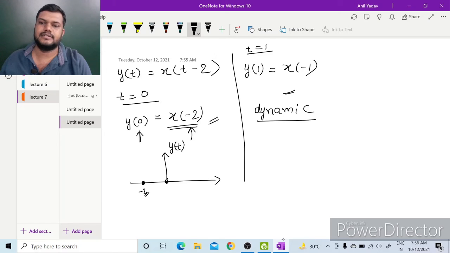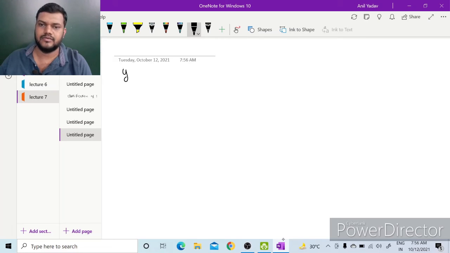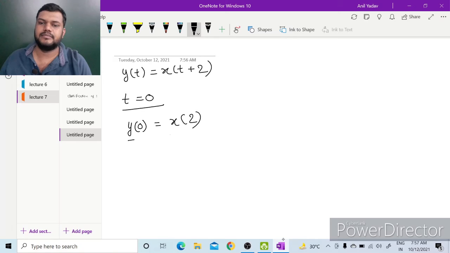So let us take another example. y(t) is x(t plus 2). Now let us take t equal to 0. So output at time 0, y(0), is x(2), which is depending upon input at t equal to 2. Means it is depending upon a future value. So the system is dynamic.